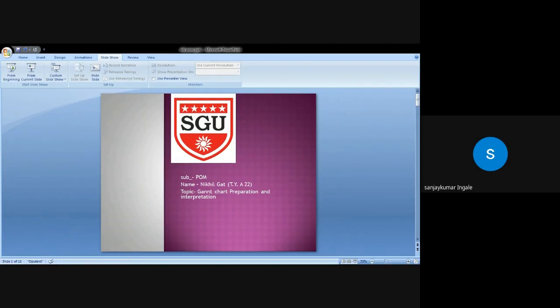On the left hand side, the tasks are given to you: planning, research.